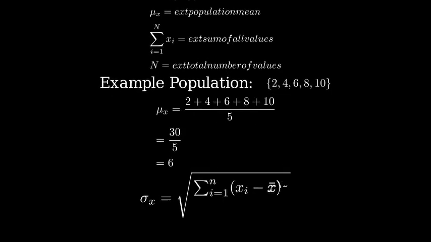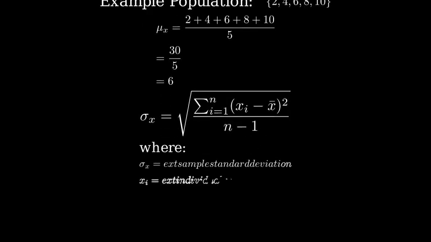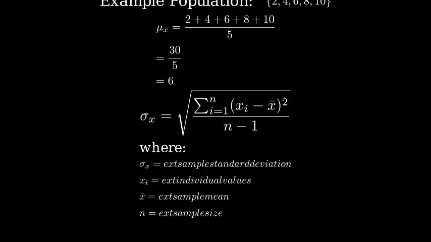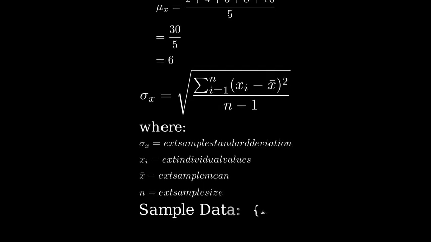Now, let's look at the sample standard deviation, sigma sub x. The formula for sample standard deviation is the square root of the sum of squared deviations from the mean divided by n minus 1. Let's calculate the sample standard deviation for a sample of 3 numbers, 4, 6, and 8.